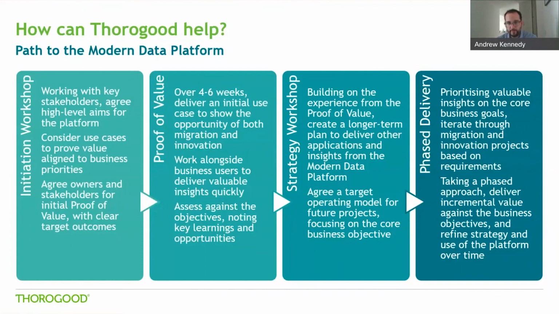And that, you've kind of said 4 to 6 weeks, depends on the organization, depends on the use case, depends on what you're trying to achieve with it. But deliver that proof of value, learn from that, and take that into a strategy workshop that you can then use to prioritize all of the other use cases and go into a longer piece of phased delivery.